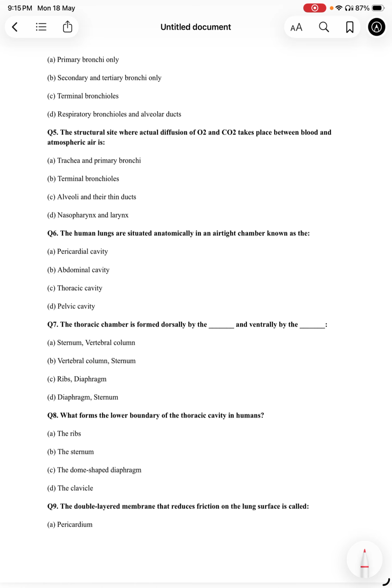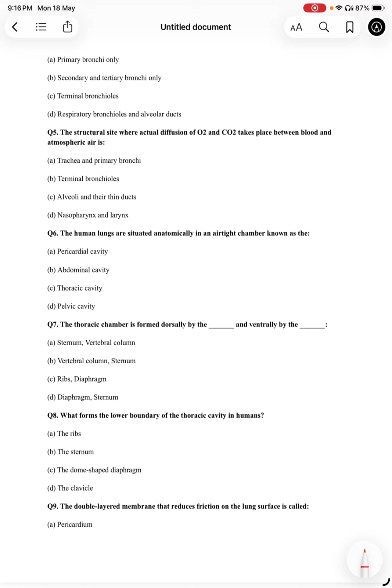Okay. Primary bronchi only, secondary and tertiary bronchi only, terminal bronchi, respiratory bronchi, and alveolar ducts. The thing you need to know is there are incomplete hyaline cartilaginous rings. What do these incomplete cartilaginous rings do? They support the trachea. Sorry, not just the trachea: the primary bronchi, the secondary bronchi, the tertiary bronchi, the initial bronchioles up to the terminal bronchioles. We need to remember that.